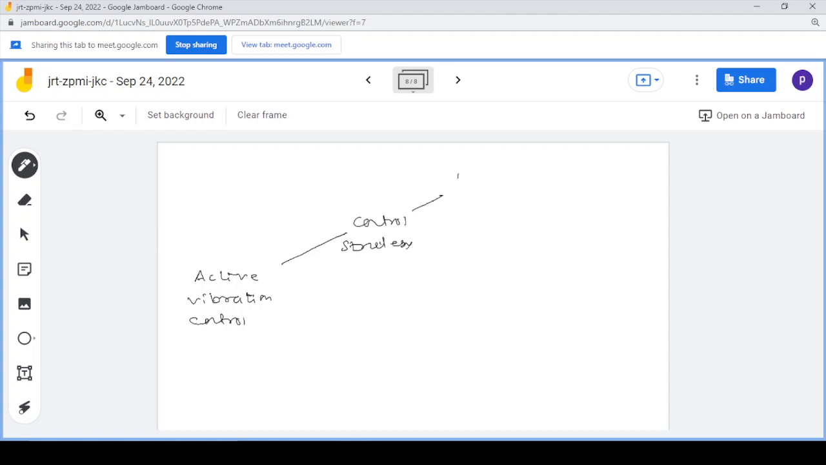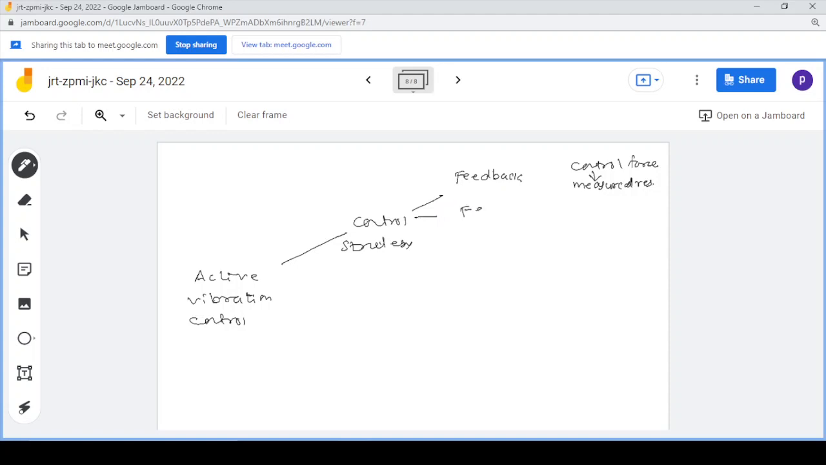We have feedback. What is the purpose of the feedback in the control strategy? To determine the control forces based on the measured response. This is the use of the feedback.